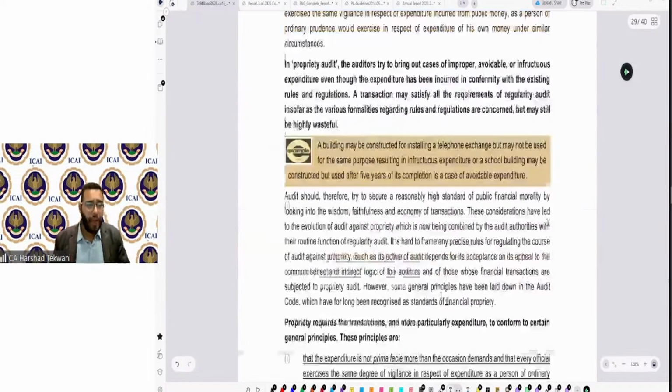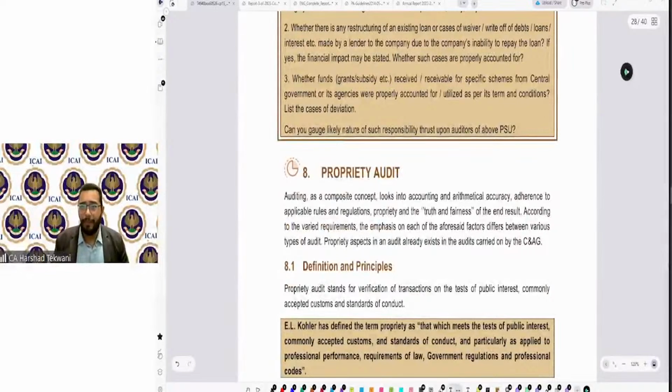I hope I am clear with the proprietary audit. Any doubt with respect to this particular type of audit? Any doubt? Any doubt, guys?